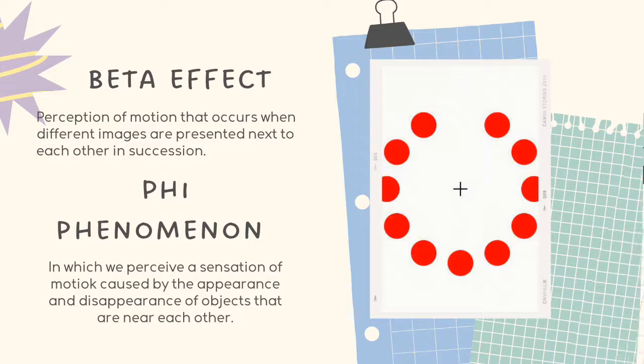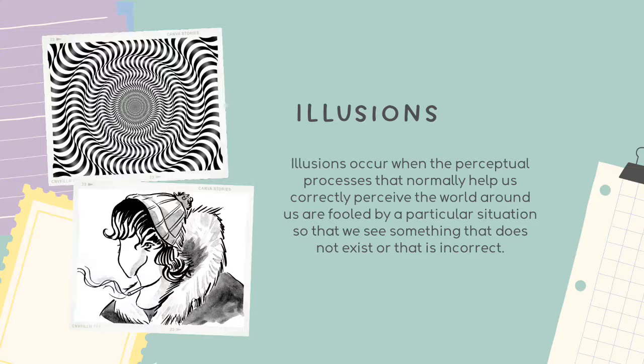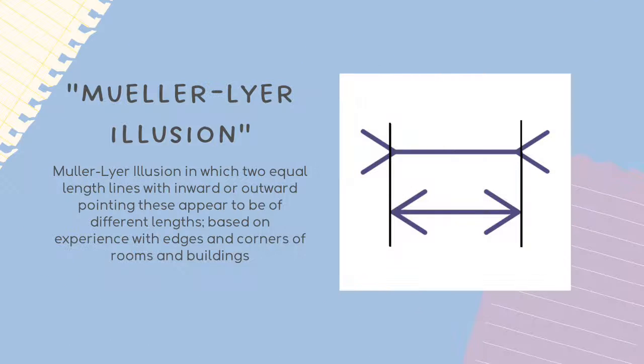Next is illusions. Although our perception is very accurate, it is not perfect. Illusions occur when the perceptual processes that normally help us correctly perceive the world around us are fooled by a particular situation, so that we see something that does not exist or that is incorrect. A well-known illusion is the Mueller-Lyer illusion, as seen in this attached photo, in which the line segment in the top arrow looks longer to us than the one on the bottom, even though they are both actually the same length.